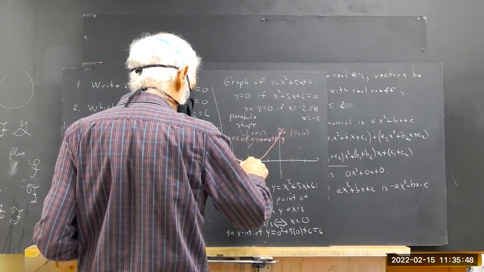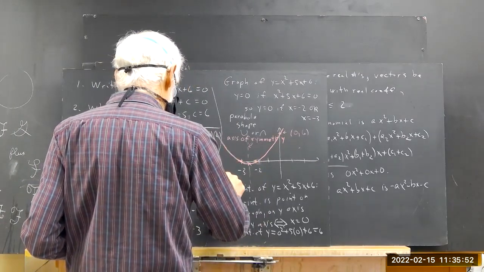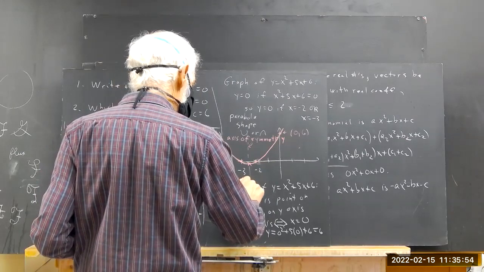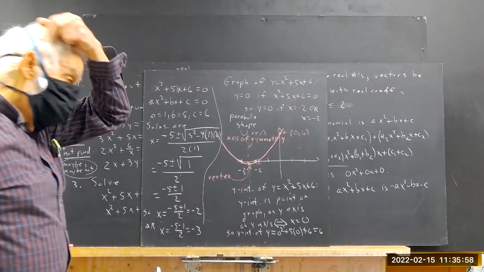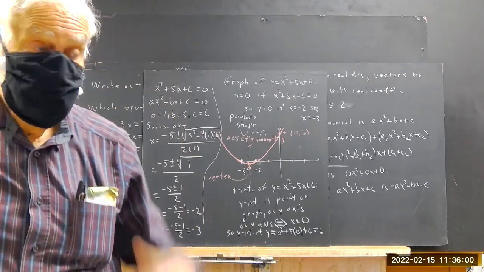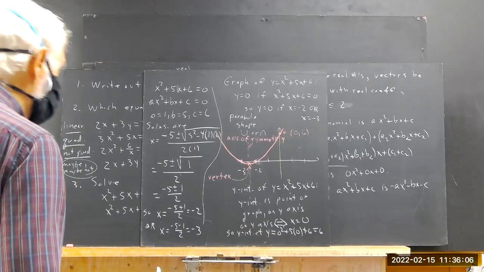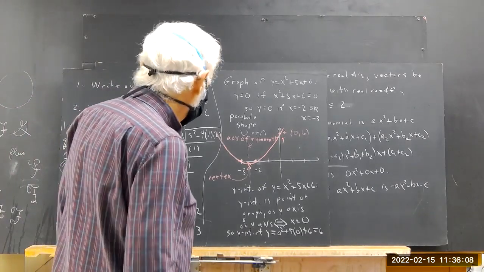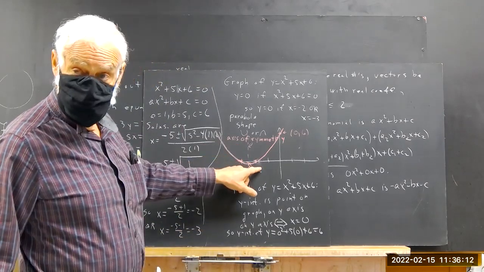This point down here is called your vertex. Okay. And I'm going to let you in on the secret already. The secret is the axis of symmetry is halfway between your zeros, right?